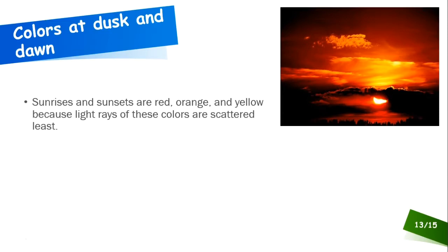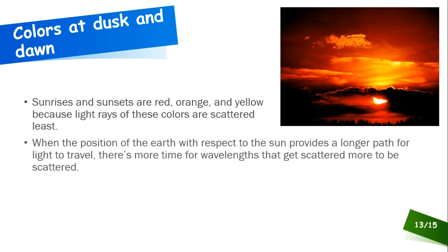What we've learned also explains the colors that we see when the sun is rising and when the sun is setting. The colors that are predominant here are red, orange, and yellow. Notice we're at that one end of the visible spectrum. These are light rays that are scattered the least. Why would we see these colors more predominantly when the sun is rising and setting? Well, you're looking at the position of the Earth with respect to the sun. When the sun is on the horizon, it has a longer path for the light to travel.